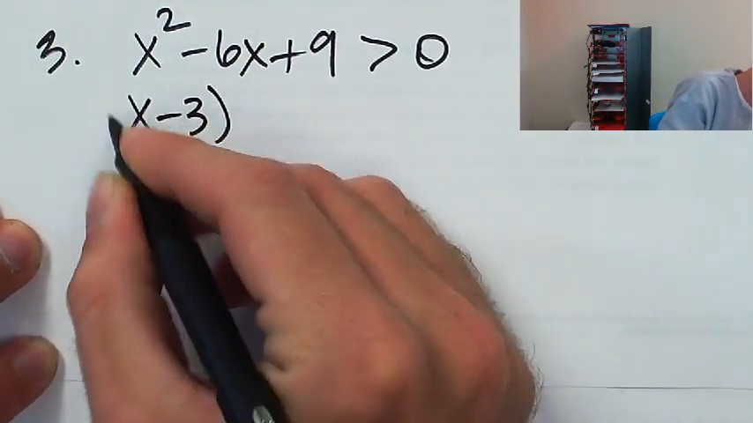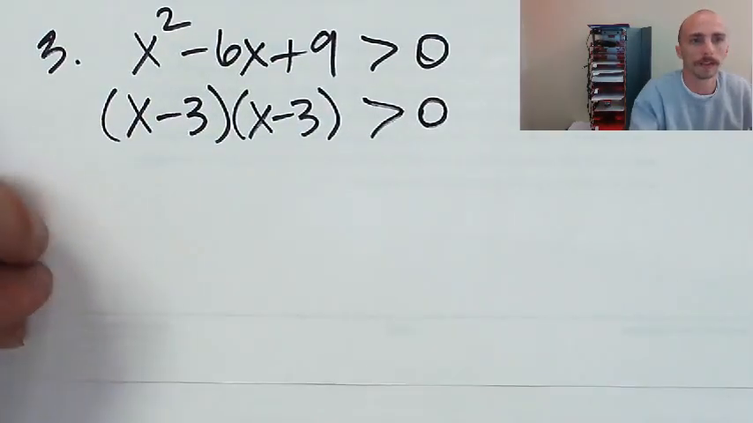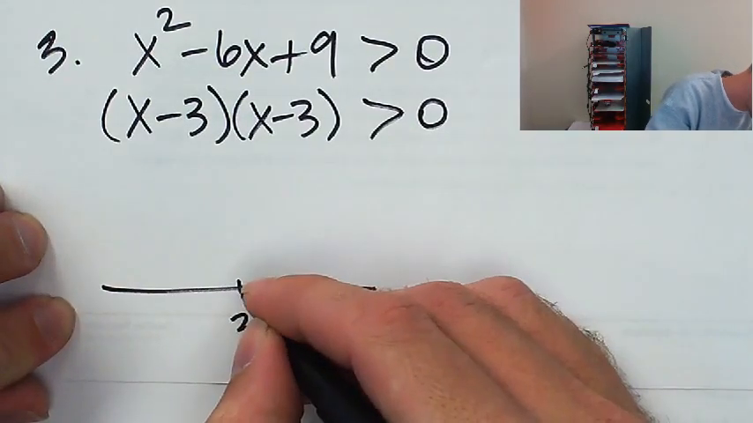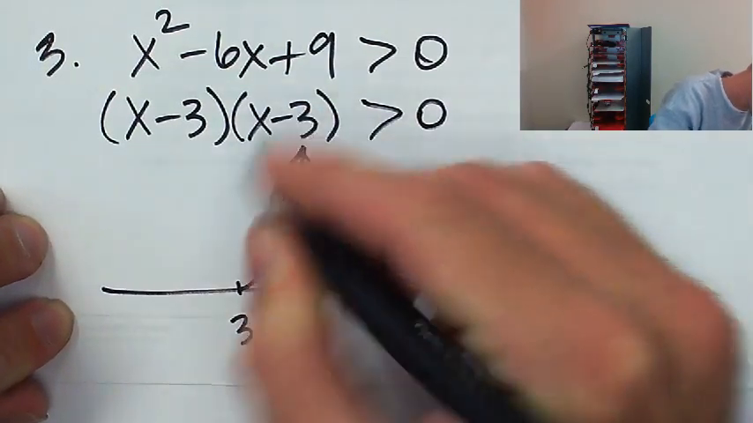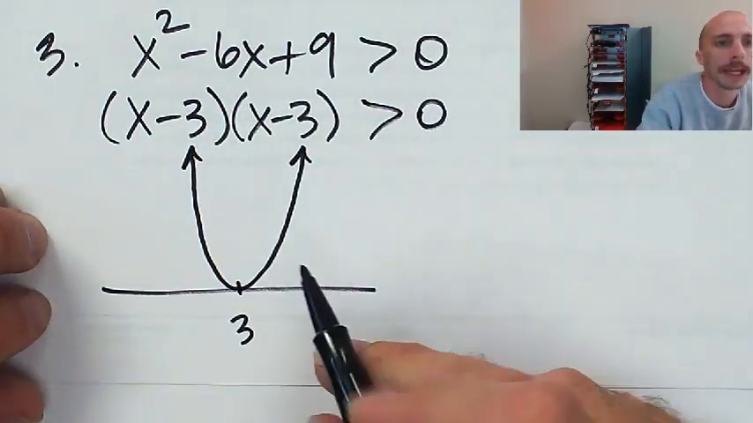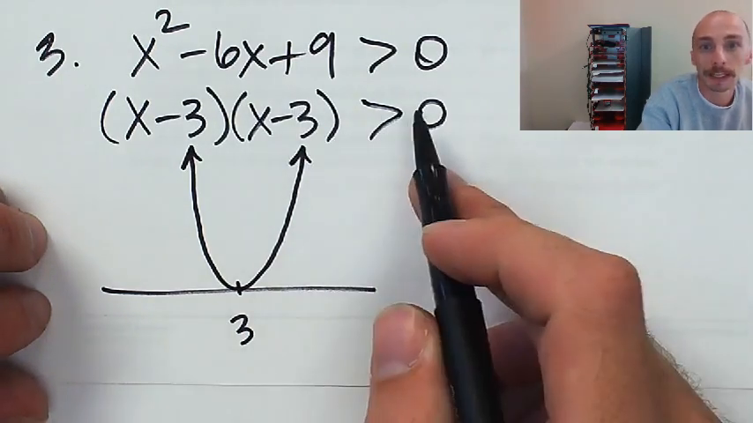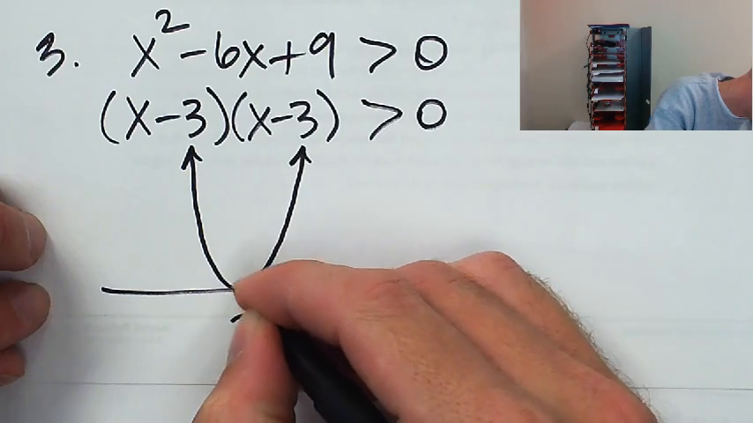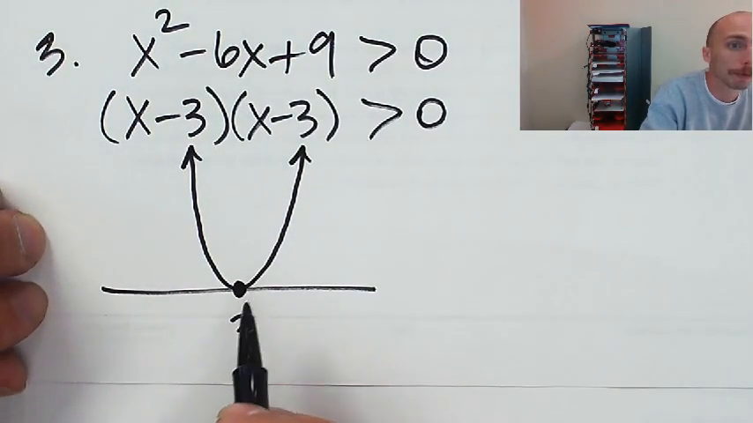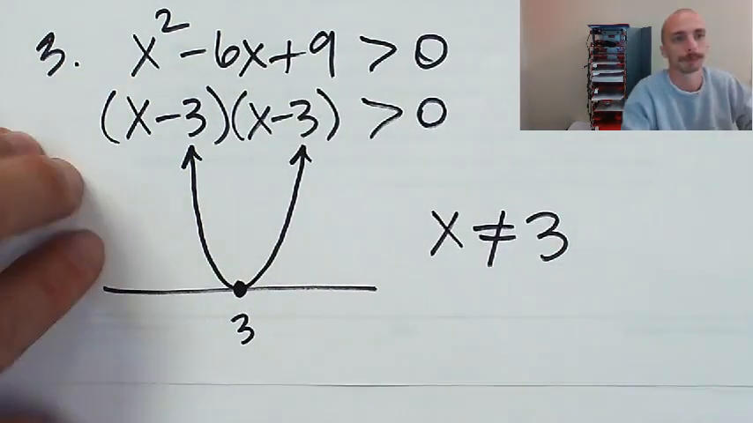So x minus 3 times x minus 3. This is factorable. I'm seeing the same factor twice, so I know that I only have one x-intercept here, where x is equal to 3, and that's also where the vertex is. Greater than 0 is almost always true, but it can't be equal to 0, and it's equal to 0 at x equals 3. So I'm going to say this is true for all x except x equals 3. So I'll just say x is not equal to 3.